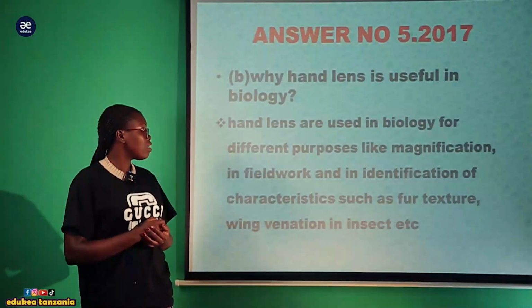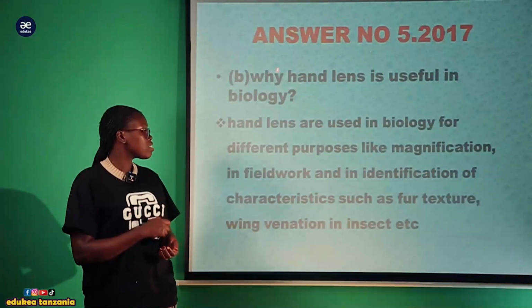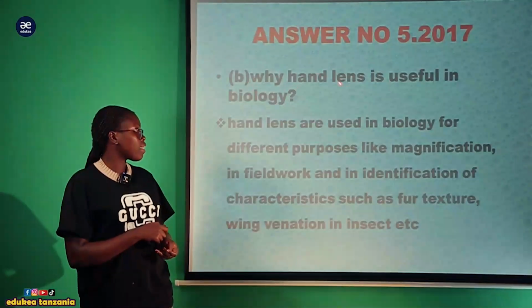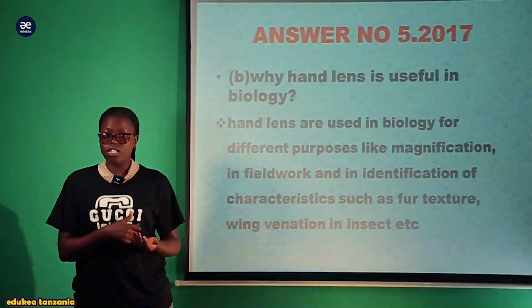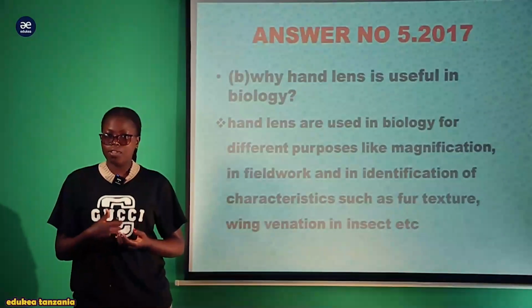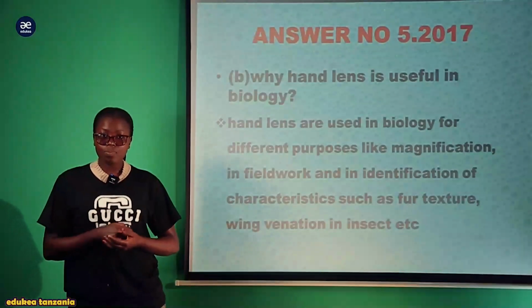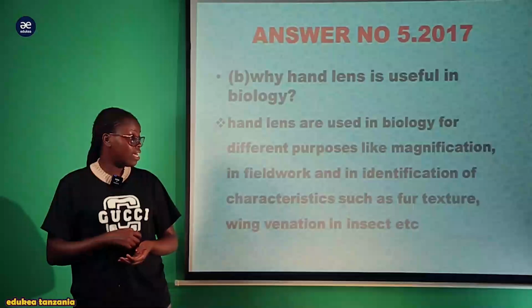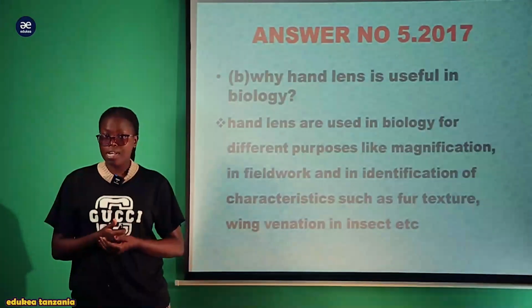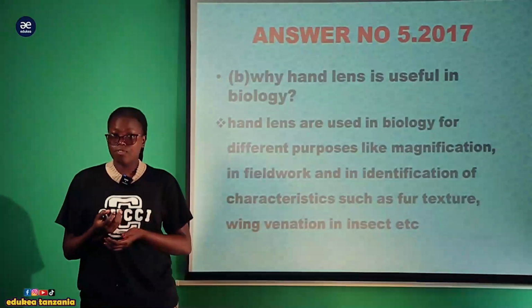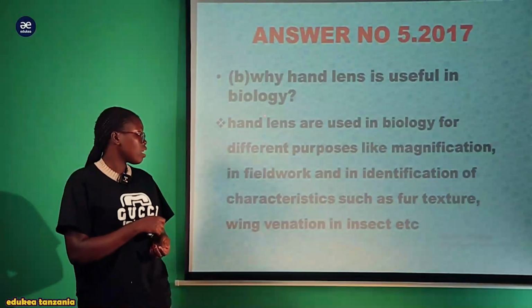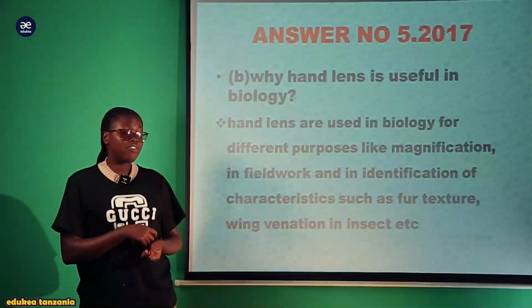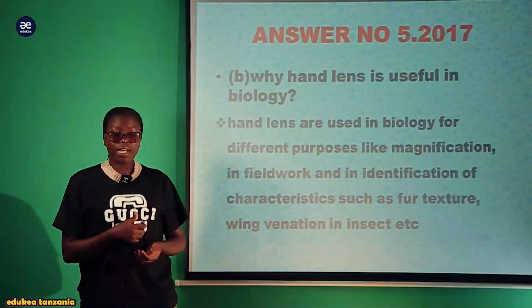And the question Roman B, you are asked to state why the handlens is useful in biology. This topic has been derived from the topic of the biological laboratory, in the part of the biological apparatus. The handlens is one of the biological apparatus which is used by scientists in performing a variety of biological experiments. So the handlens is useful in biology for different purposes, like magnification.